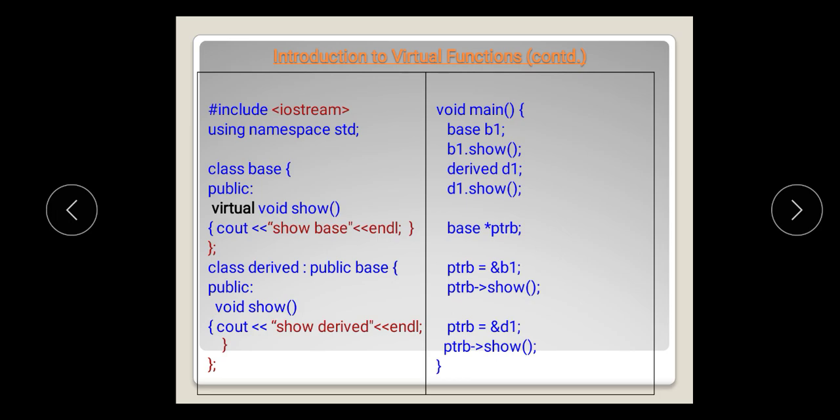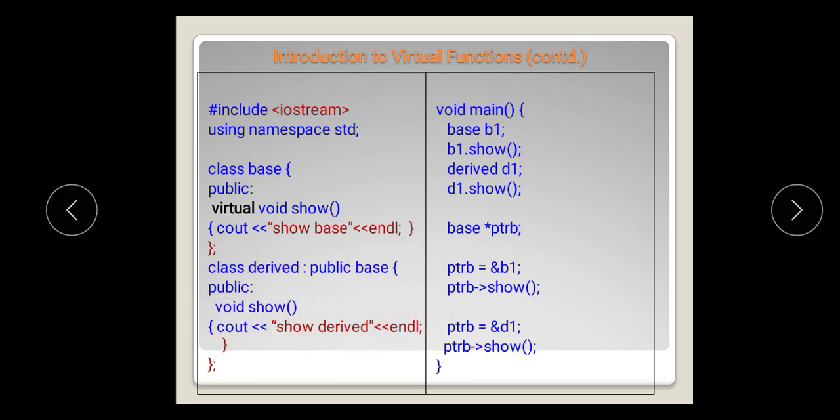Now inside main, for showing you, I have created an object of the base class and an object of the derived class. When we say b1.show, it will display the member function output of the base class. When we say d1.show, it will execute the show function of the derived class.